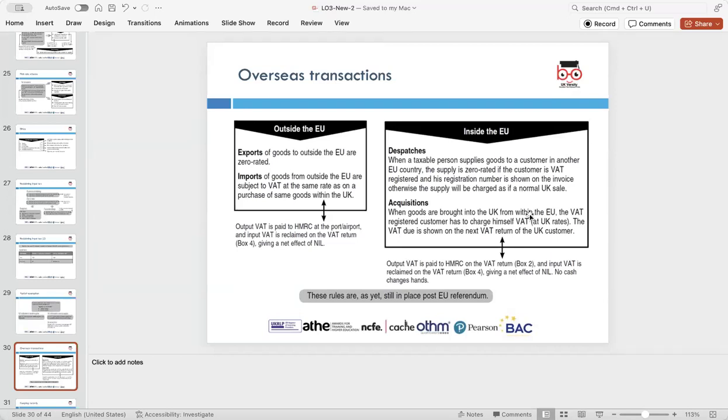Inside the EU, when a business supplies goods to customers in other EU countries, the treatment depends on the customer's VAT registration status. For acquisitions, goods brought into the UK from within the EU, VAT is usually accounted for by the customers.